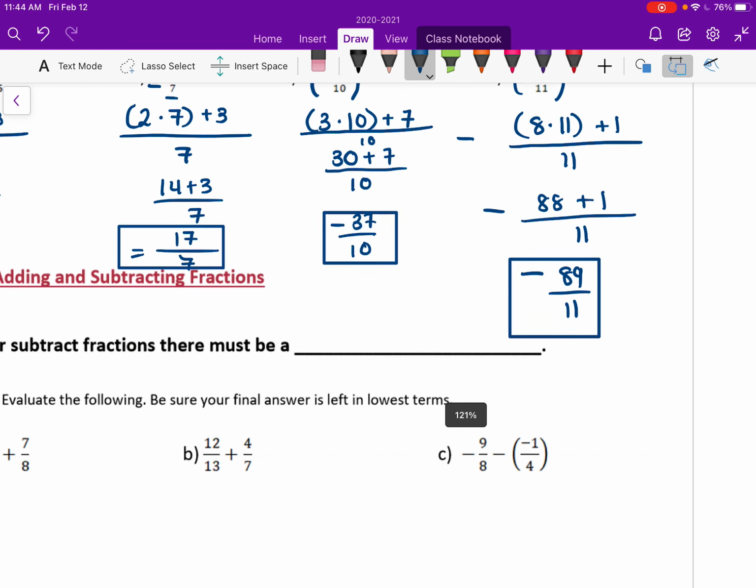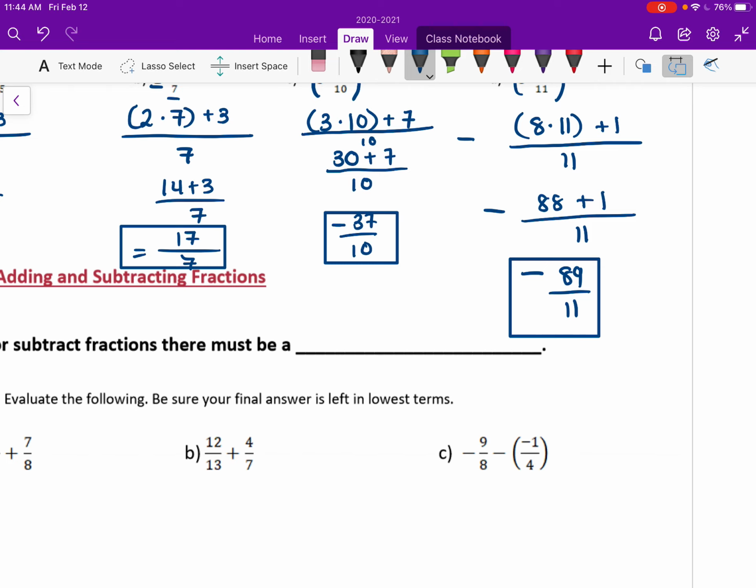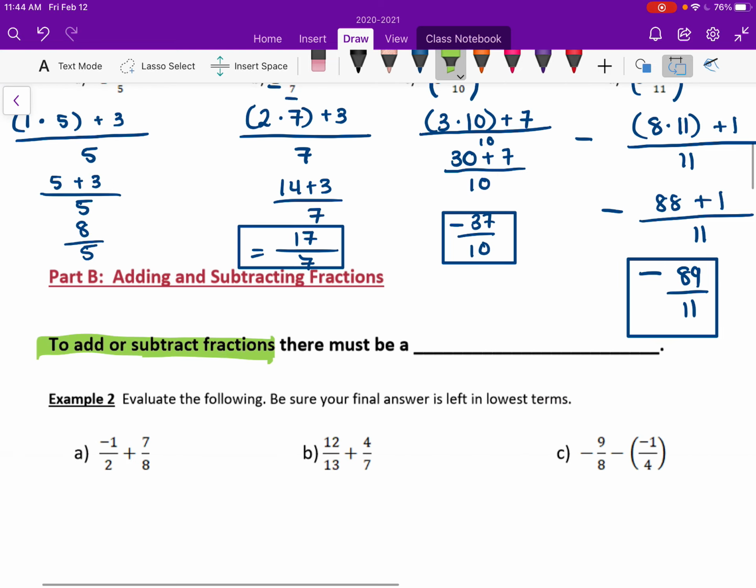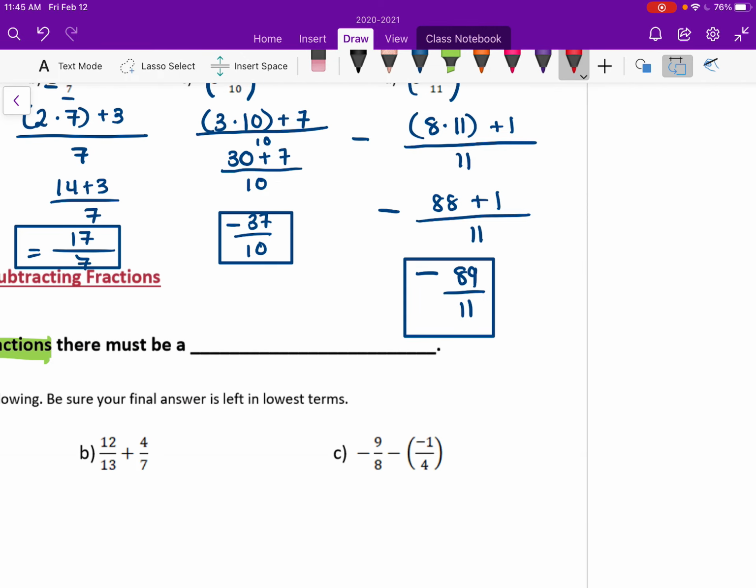To add or subtract a fraction, and this is really important, there must be the presence of a common denominator. So I'm just going to write that in, common denominator.